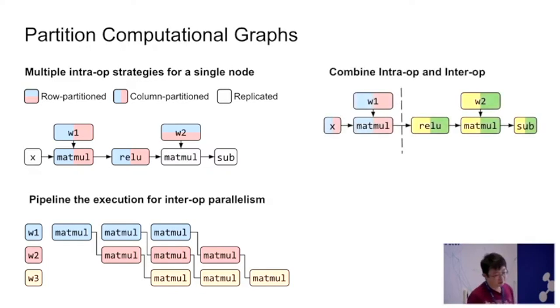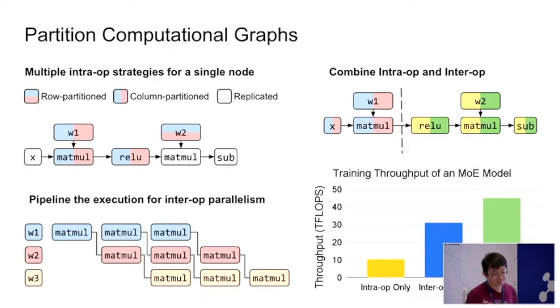The intraoperator parallelism and interoperator parallelism can also be combined, like that figure shows. We first cut the graph in the middle into 2 parts for interoperator parallelism. And then for each subgraph, we do intraoperator parallelism inside this subgraph. For a mixture of expert model, we can get the best performance only when we combine these 2 parallelisms, as shown in this performance graph, right? The right one is the combined one.